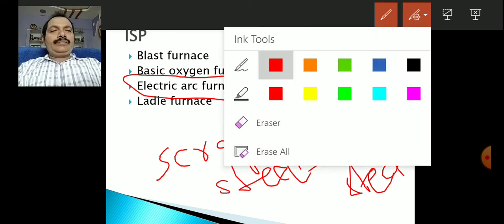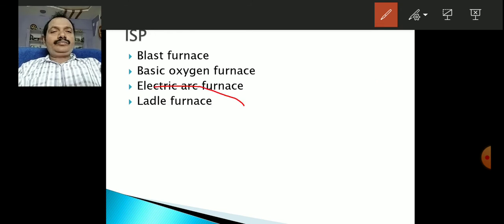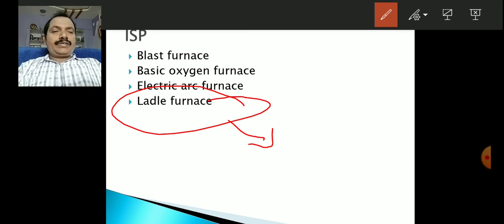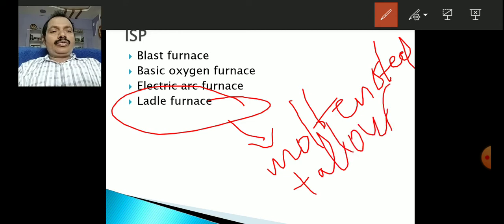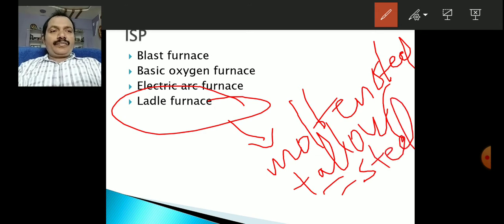Next one is the ladle furnace, in which the ladle furnace takes the molten steel plus alloys to get the desired steel grades. Different kinds of grades of steel can be produced with the ladle furnace. So these are the furnaces we will find.